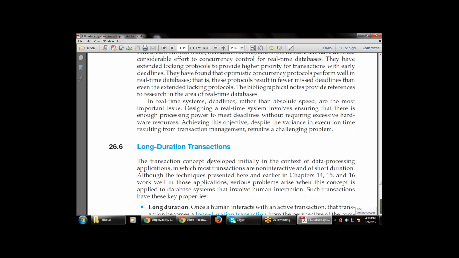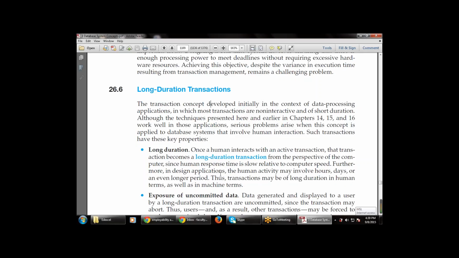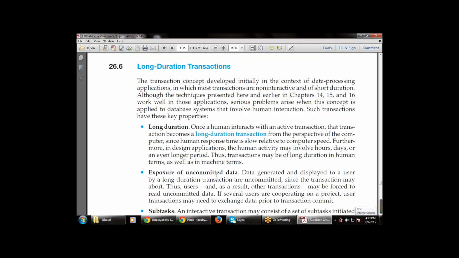Next is the long duration transactions. These are transactions that last for a long time. In data processing applications, most transactions are non-interactive and of short duration. But some applications of the database system involve human interaction, and such transactions have a key property: once a human being is actively interacting, the transaction becomes a long duration transaction from the perspective of the computer.